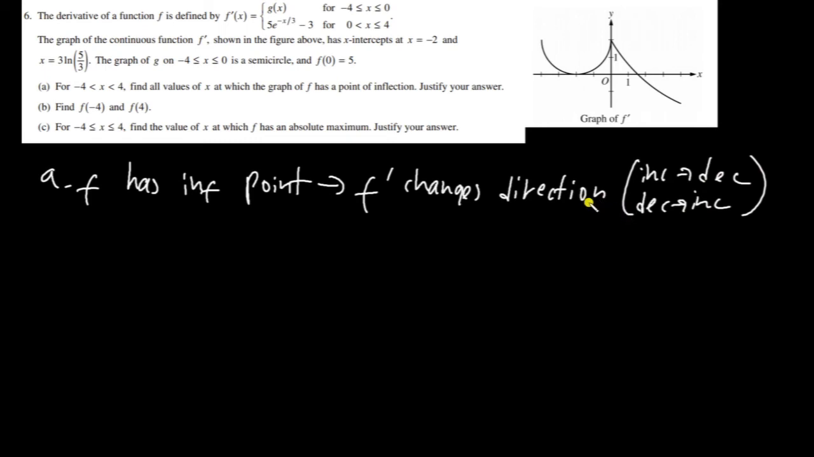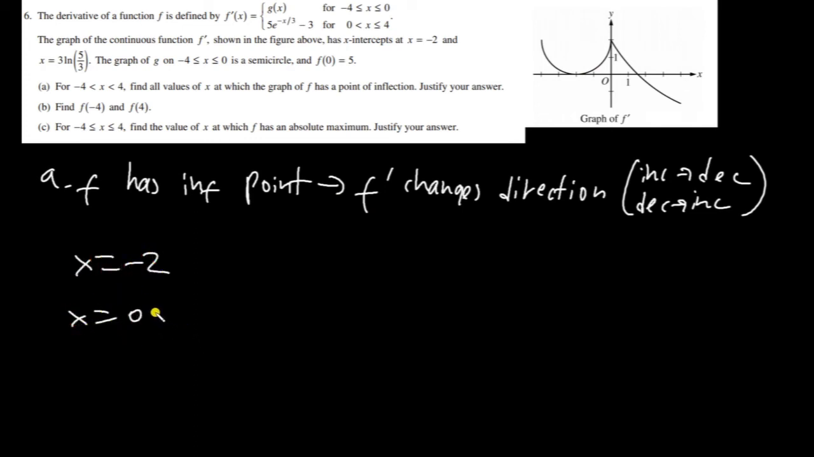So where did that happen? Well, if we look at f prime of x, you can see here it goes down, it's decreasing, and then it changes direction, goes up, and then here at 0, it changes direction again, and it goes down. So there are 2 points where it changes direction. It goes down, up, and down. So it changes direction here at -2, and it changes direction here at 0. So f prime changes direction at x equals -2 and x equals 0.